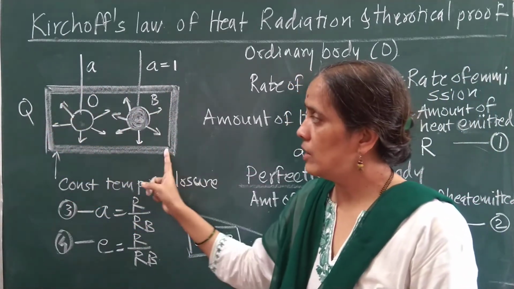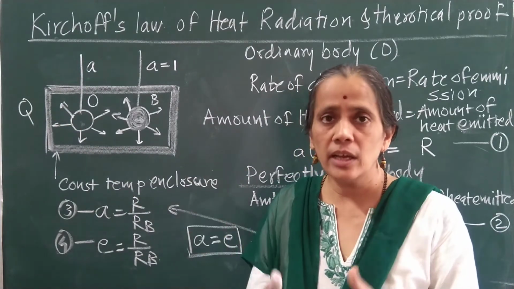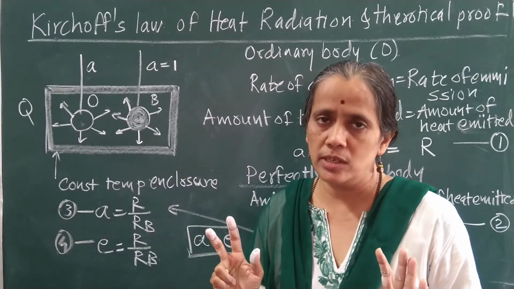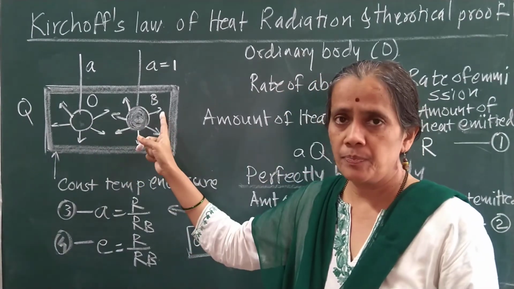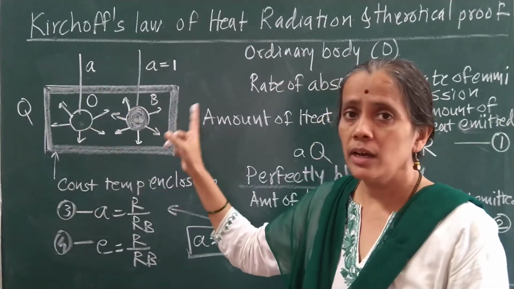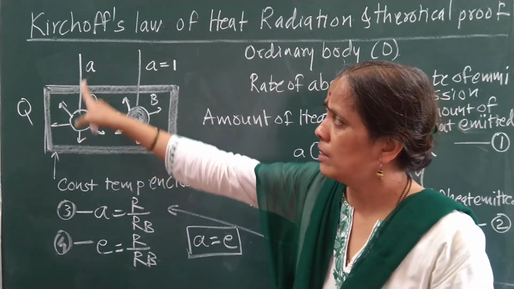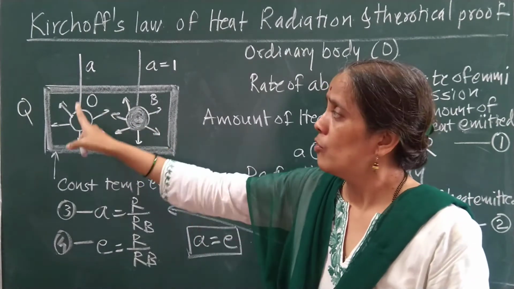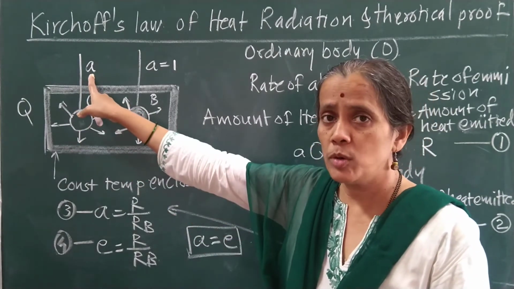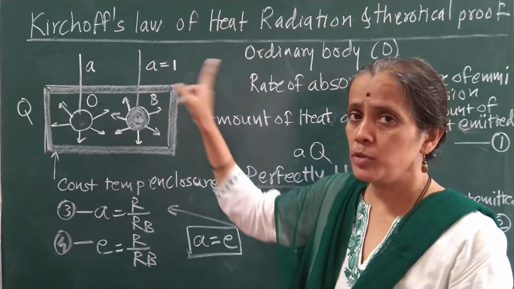This is a rectangular constant temperature enclosure, which means inside the enclosure the temperature is constant. Inside that enclosure I am going to keep 2 bodies. One is an ordinary body, another is a perfectly black body. For both, the surface areas are the same. For the ordinary body, the coefficient of absorption is A. For the perfectly black body, the coefficient of absorption is 1.